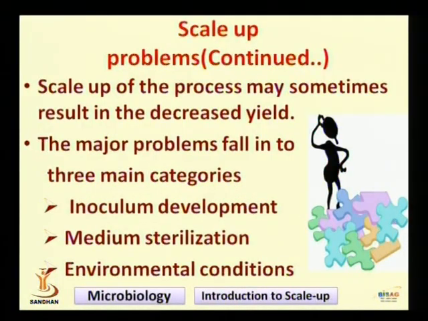So the problems that have been very frequently observed fall into three main categories, as has been shown in the slide. The major problems fall into three main categories. All these problems which have been described here are scale dependent parameters or scale dependent steps, we can say. The first one, as has been mentioned, is inoculum development.